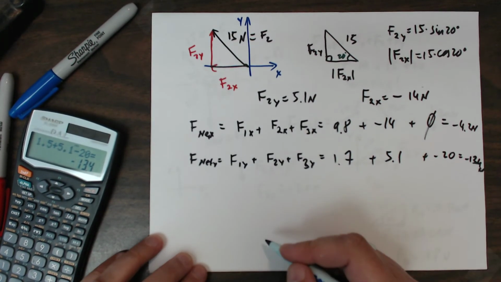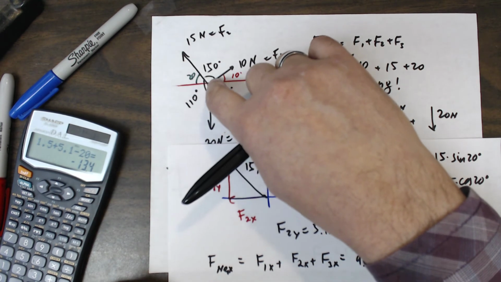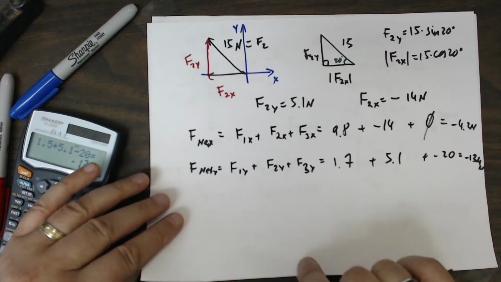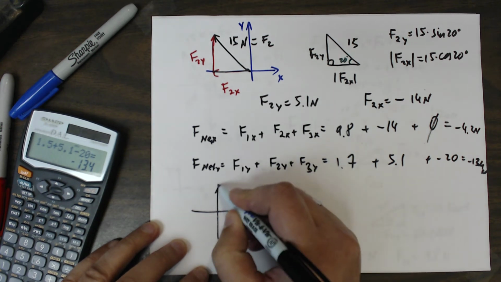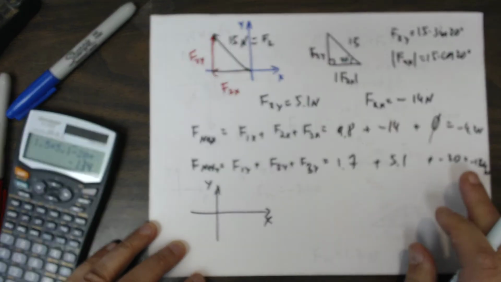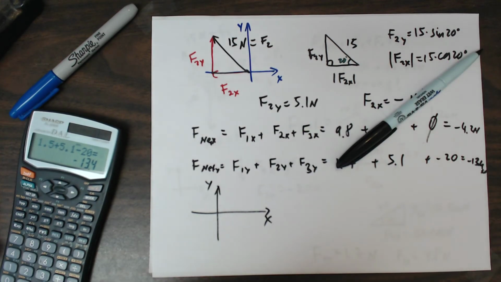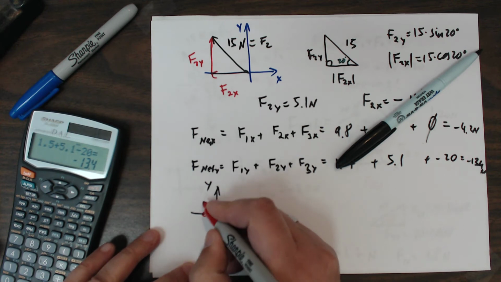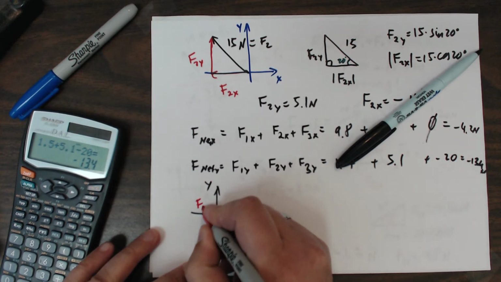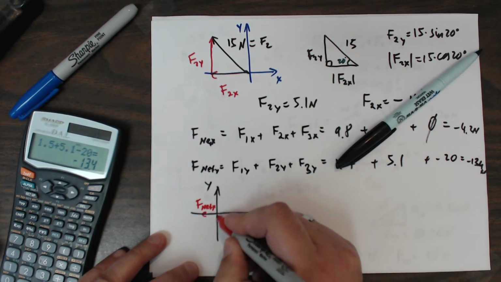So it turns out our net force will be directed like this. So if we draw the x-axis and the y-axis, for the net force, both components are negative: negative 4.2, that's the x component of the net force, and negative 13.4.